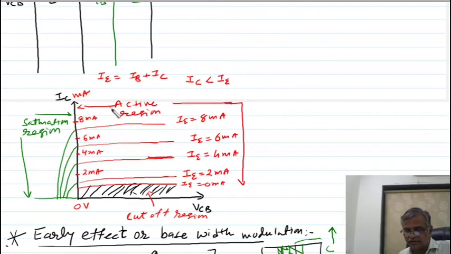For your information, I have shown saturation, cutoff. Here both the junctions are in forward bias, here both the junctions are in reverse bias, here emitter base junction is in forward bias and collector base junction is in reverse bias. So that region is called active region.